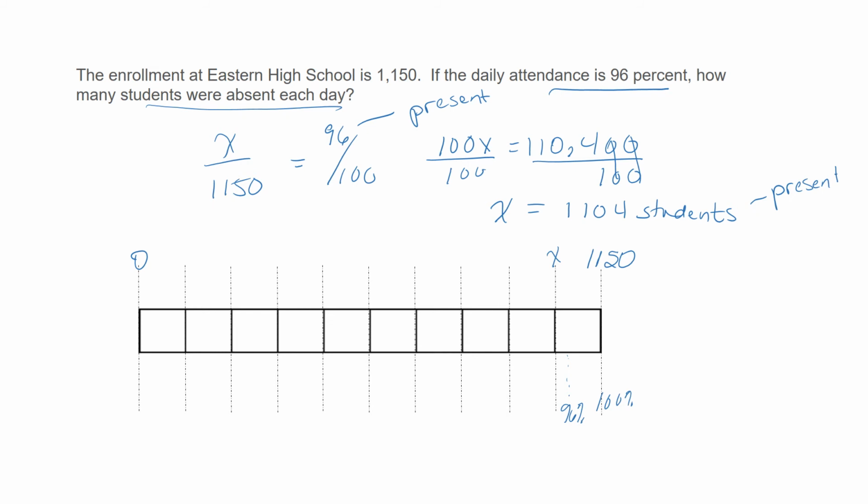Now, if that many were present, and there should have been 1,150 there, then how many were absent? Well, I found out this is 1,104. So the number absent we would find by just subtracting those two, which turns out to be 46. So 46 students were absent.